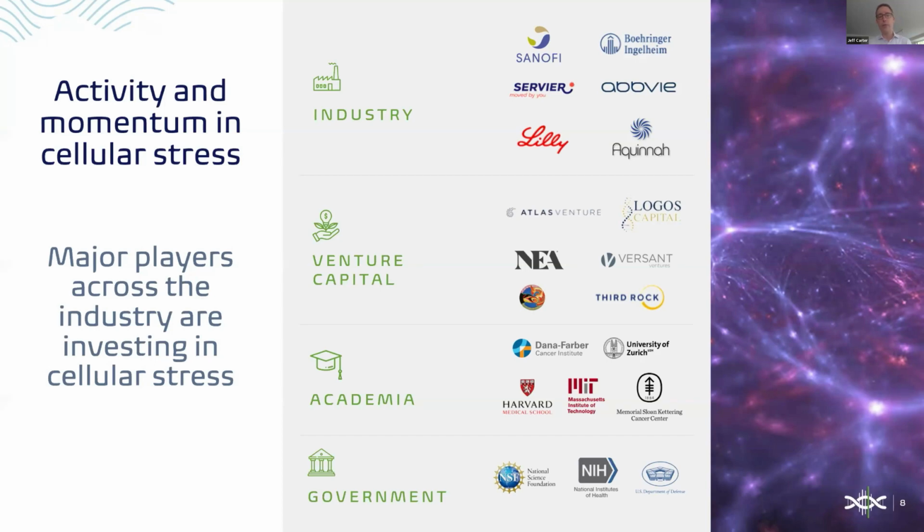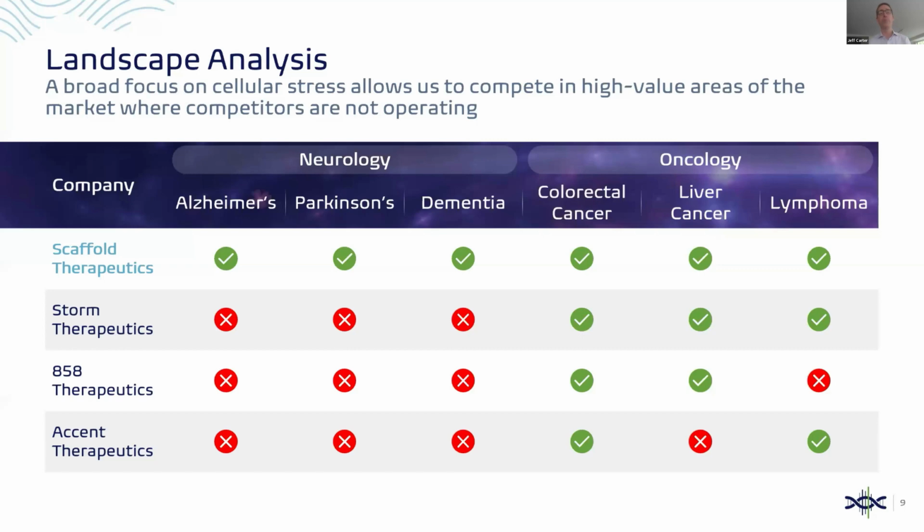We're working with a lot of the top tier academic institutions. We're working with all these institutions at one level or another, whether it's through our SAB or otherwise. And of course, like everyone, we're aggressively applying for as much non-dilutive grant funding as we can get.